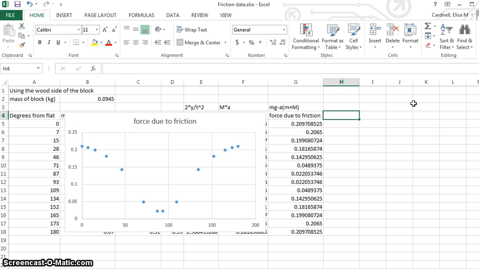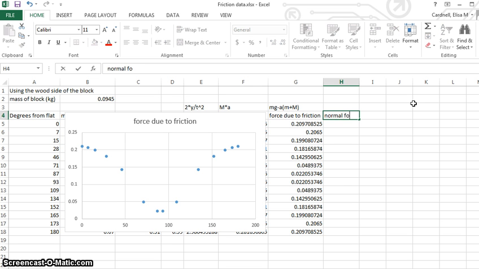Well, do you remember when we did the free body diagram of a block on an inclined plane? And what was the normal force? Do you remember that it was mg cosine theta? Well, let's think about this. Let's just plug it into Excel and see what Excel spits out.